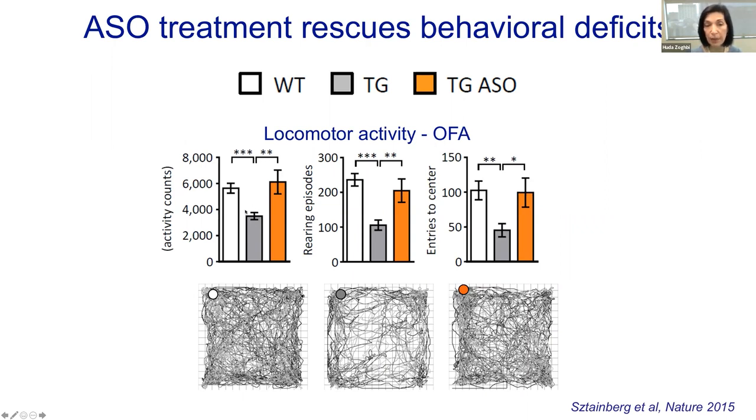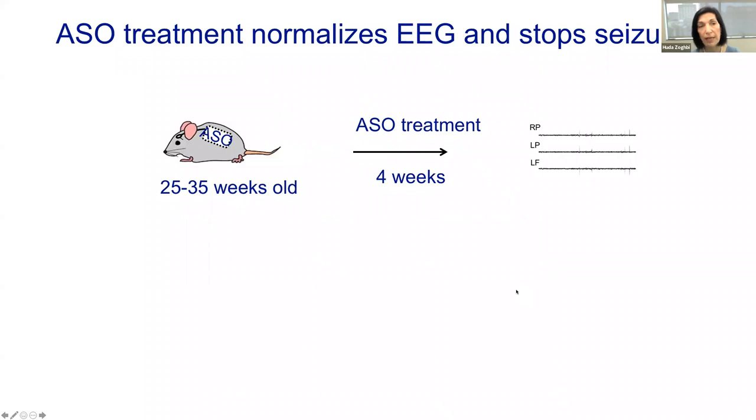Here's an example of the duplication mice. You see them less active. They don't stand on their hind legs as much. They don't enter the center as much. You can see the difference between a healthy mouse and the MECP2 duplication mouse. But when we give them the ASO, they behave very similarly to healthy mice. So this was exciting, and I'll finally just summarize one important piece of data.